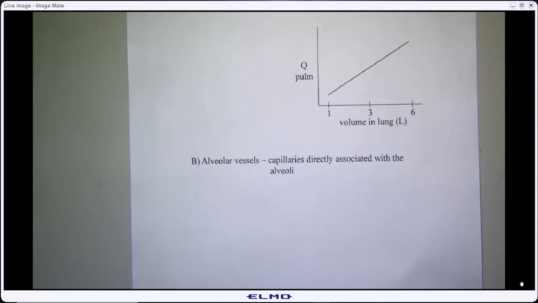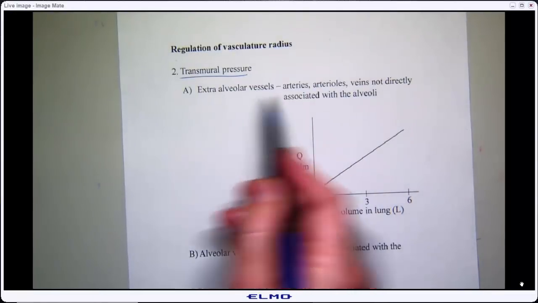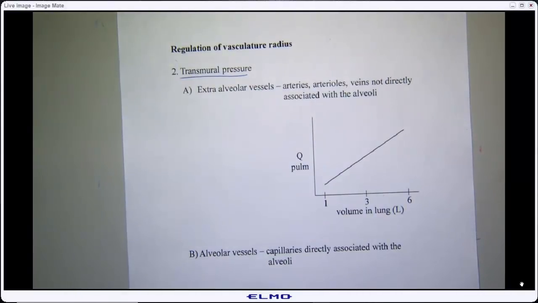So pressures are going to change very differently by that piece of vasculature than, let's say, some of the larger extra alveolar vessels, so vessels that are part of the pulmonary circulation but aren't associated with the capillaries directly. So arteries, arterioles, venules, and veins. Okay? So they're not directly associated with the alveoli, but are part of that pulmonary circulation. Let's start to talk about them first.